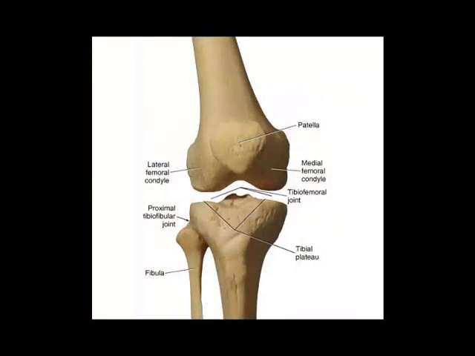The knee consists of two articulations. We have the femoral tibial and the patellofemoral, and both are contained within a common capsule. The femoral tibial is formed by the articulation between the femoral condyles and the tibial plateaus, which are located on the superior surface of the tibia.